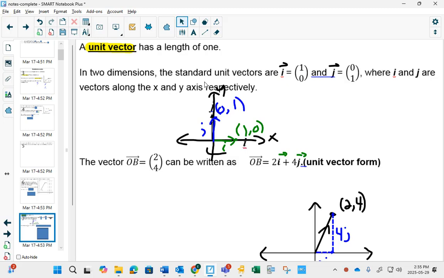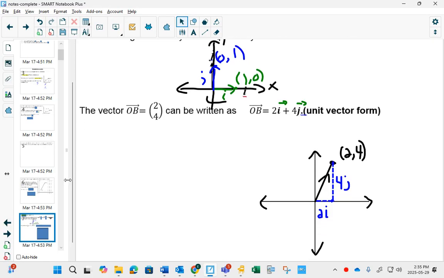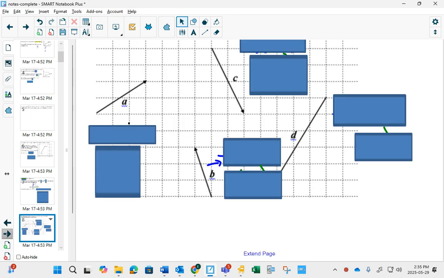Because the vector 2, 4 would be 2 to the right, 4 up. So you could write 2i, because i is 1 to the right, and you're going to do that twice. And 4j, and j is 1 up, and you're going to do that 4 times. And here's a picture showing that idea. So I'd like you to do the next question. All of these, write them in column vector form and unit vector form.